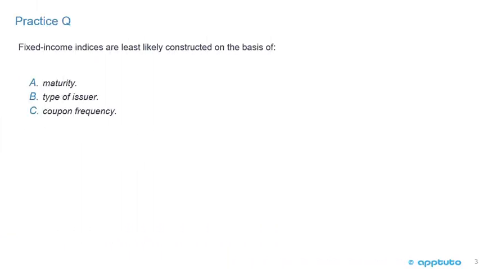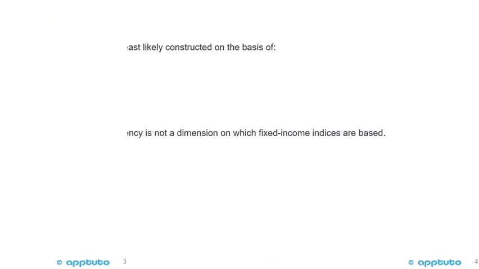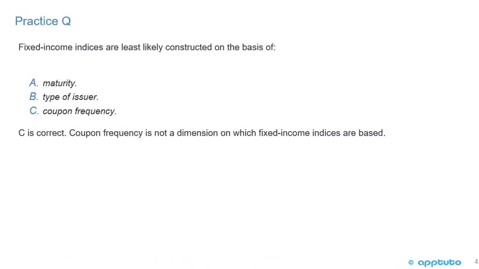So just a quick practice question to finish this LOS. Fixed income indices are least likely constructed on the basis of A, maturity, B, type of issuer, or C, coupon frequency. I think you'd be happy to see this question on the exam. Quite easy. C is correct. Coupon frequency is not a dimension on which fixed income indices are based.